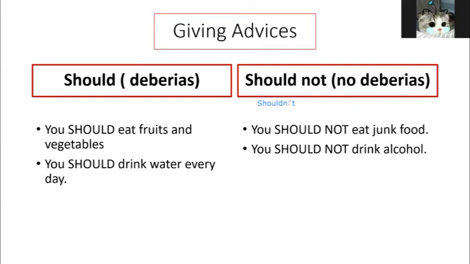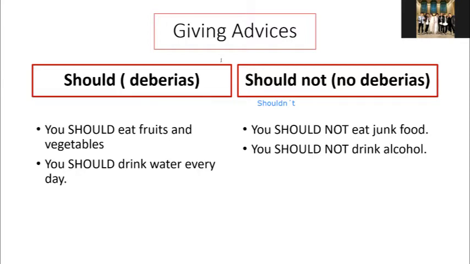As you can see in the examples, I wrote two. The first one says, you should eat fruits and vegetables. Tú deberías comer frutas y vegetales, okay? Another advice that I can give you, el otro consejo que yo les puedo dar, is you should drink water every day, ¿ya? Tú deberías tomar agua todos los días. And on the other hand, I have things that you shouldn't do, cosas que no debieras hacer. For example, you shouldn't eat junk food, okay? And you shouldn't drink alcohol.